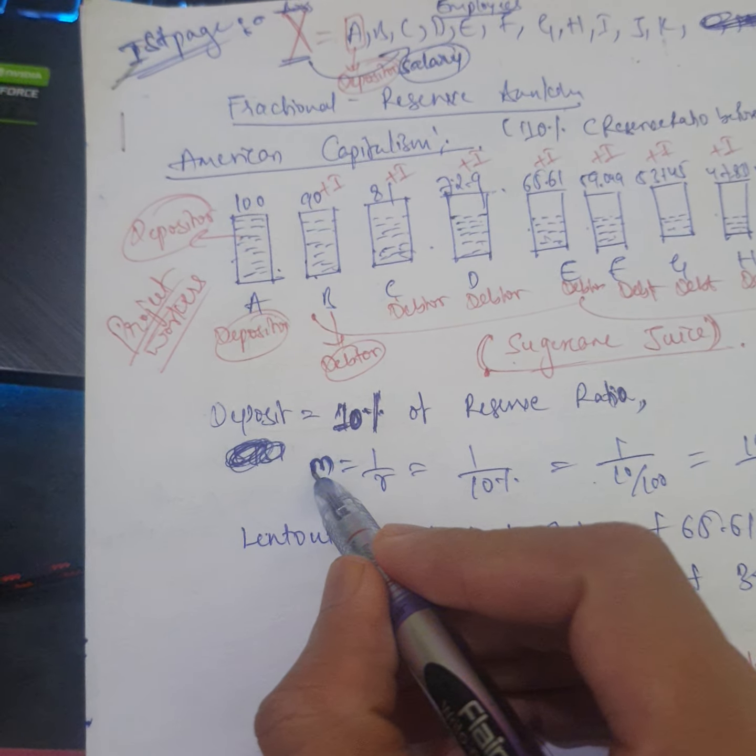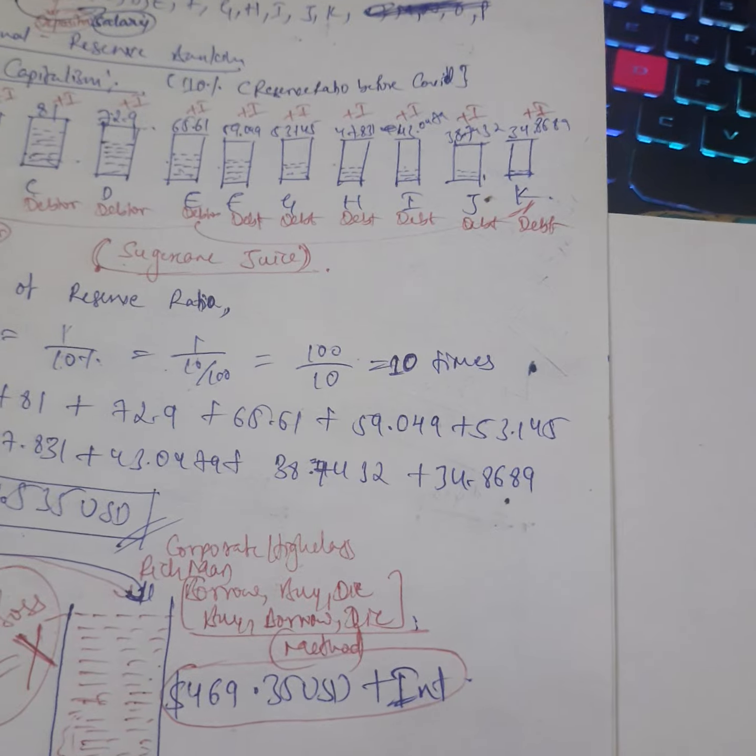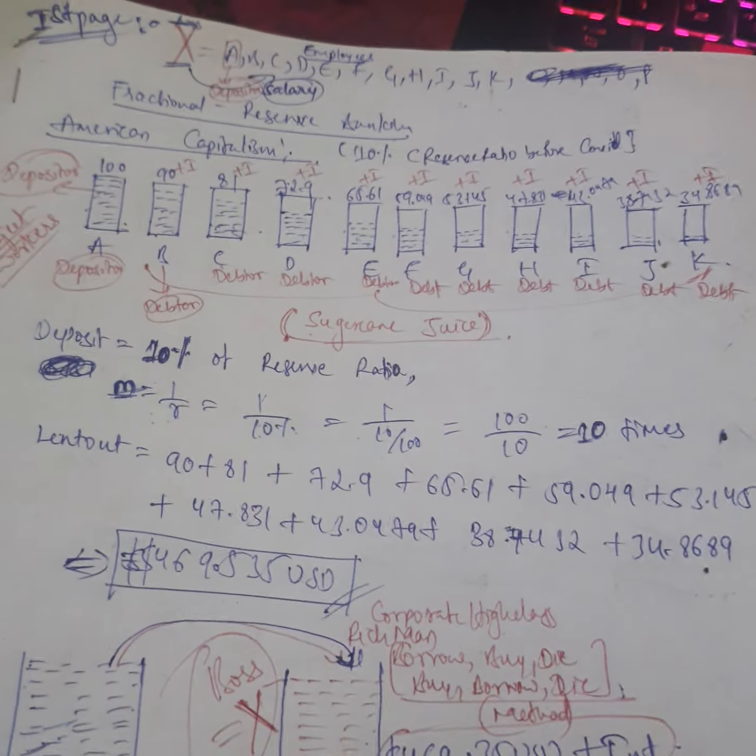Money multiplier is equal to 1 divided by R, so 1 divided by 10%, which is 1 divided by 10 by 100. Reserve ratio is 10%, 10 by 100, the 100 goes to the top, the zeros cancel, and you get 10 times. This means if you deposit something, that is going to be repeated 10 times. How is it going to happen?